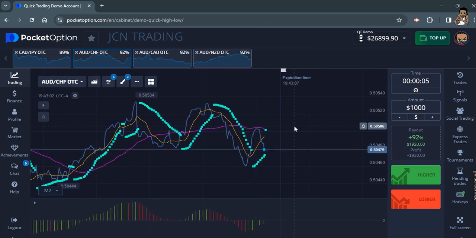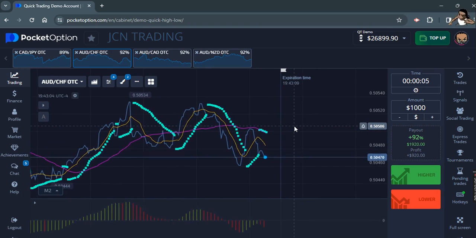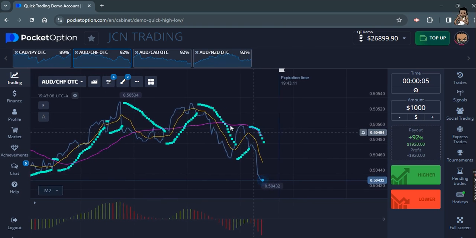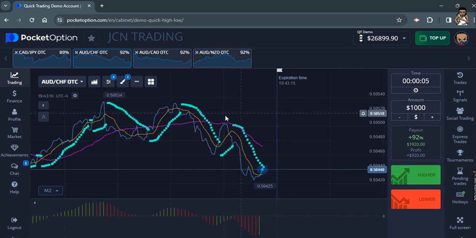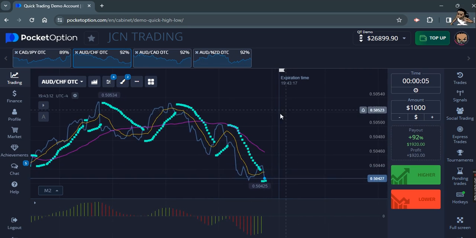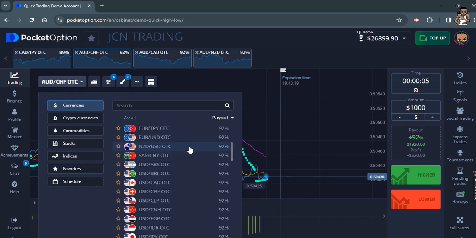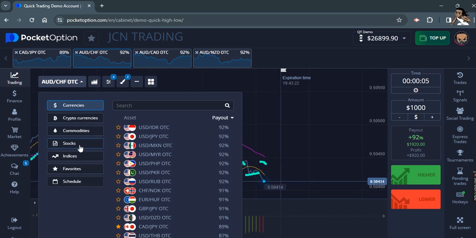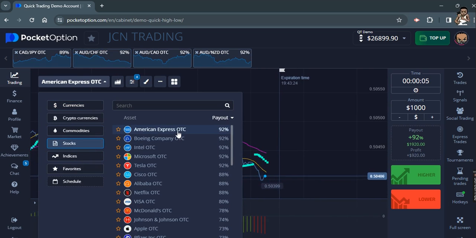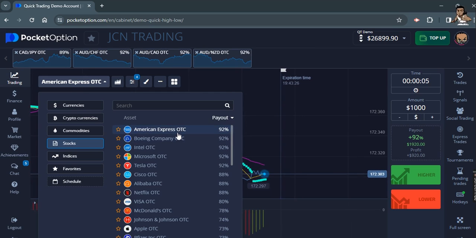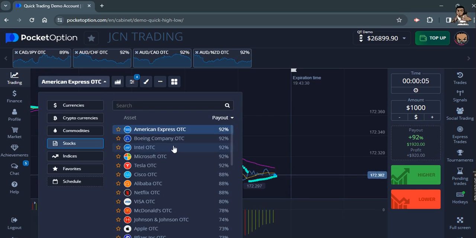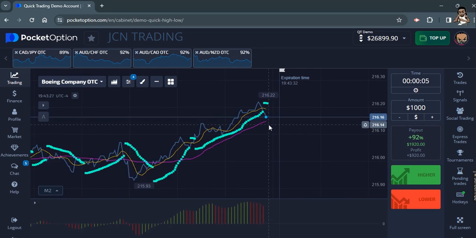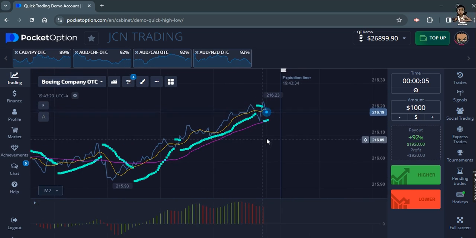So once again, I don't know if the cross is not working or whatever. I'm not getting in on the crosses. I'm going to double up on my next trade to show you guys the most efficient way. So we're going to scroll. Matter of fact, we're going to go to stocks. We're going to try American Express. Let's go to American Express and see what happens. This is moving. I don't like the way this is moving. Boeing. Let's try Boeing. Really don't like the way this is moving either.